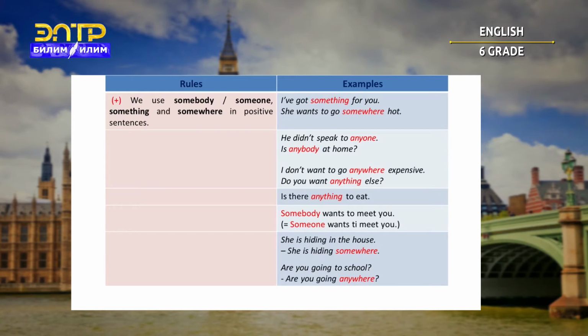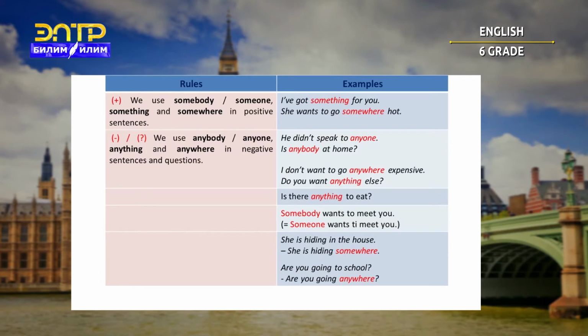What about these sentences? He didn't speak to anyone. Negative sentence about a person. Is anybody at home? A question about a person. I don't want to go anywhere expensive. A negative sentence about a place. Do you want anything else? A question about a thing. So there is a rule. We use anybody, anyone, anything, and anywhere in negative sentences and questions.